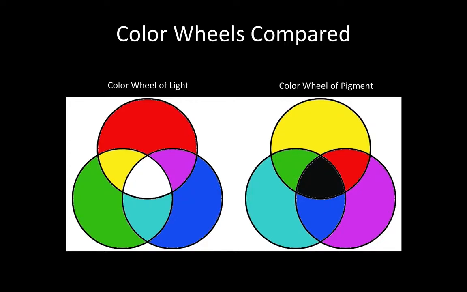The color wheel of pigment is a little bit different, and what we are really seeing is the colors of white light reflected off of pigment to our eyes. And that's why when we take all of the pigment colors and put them together, the idea here is it's absorbing all of the light and nothing is reflecting back to our eyes. So white is all of the light reflected and black is all of that light absorbed.